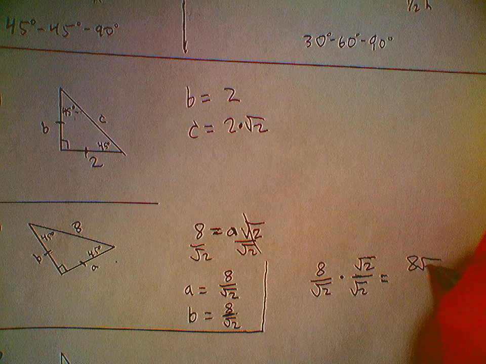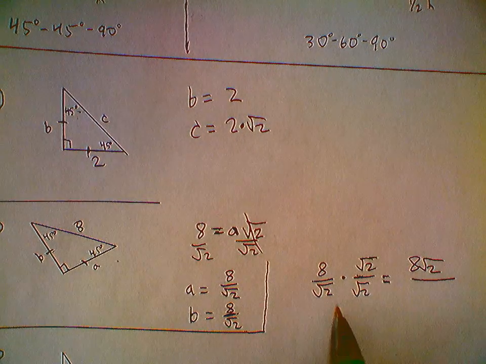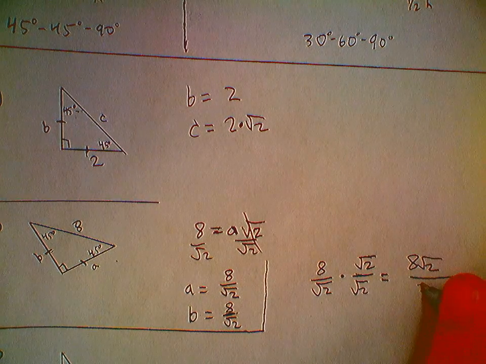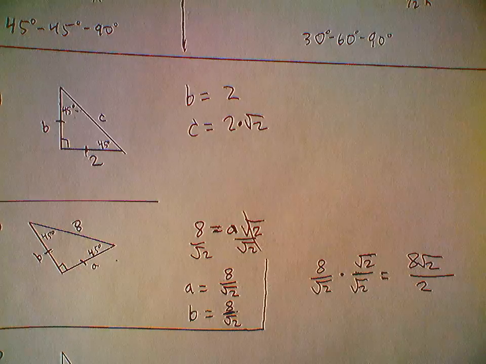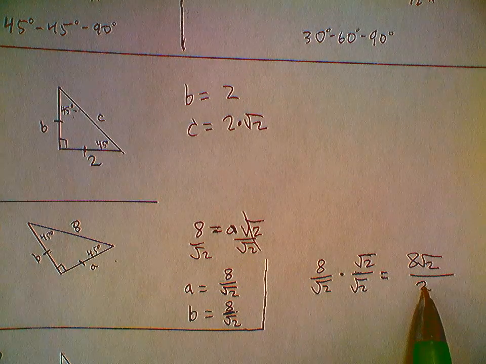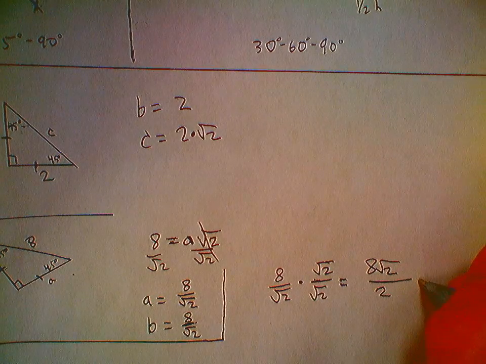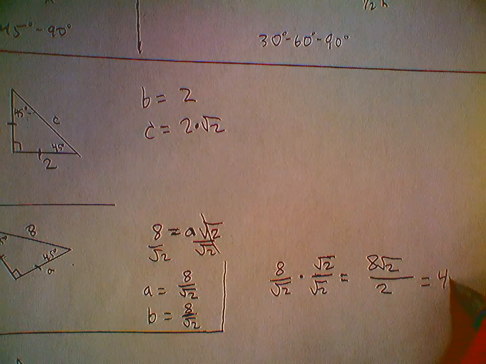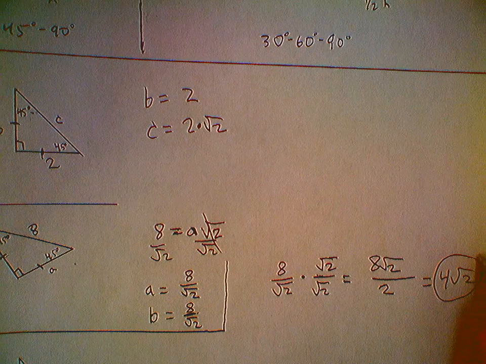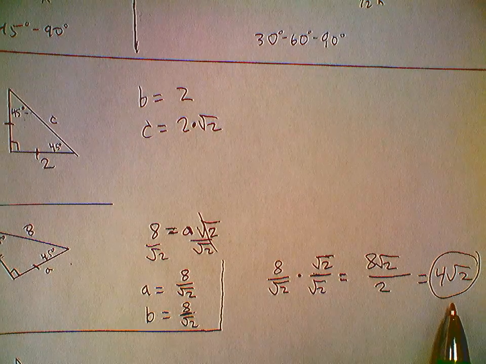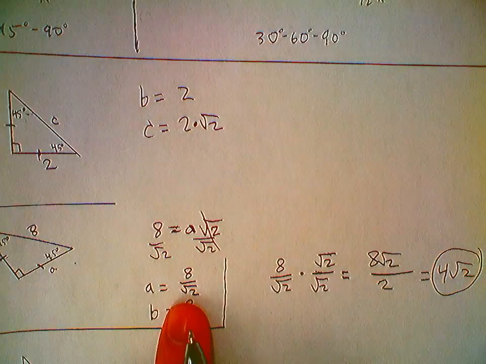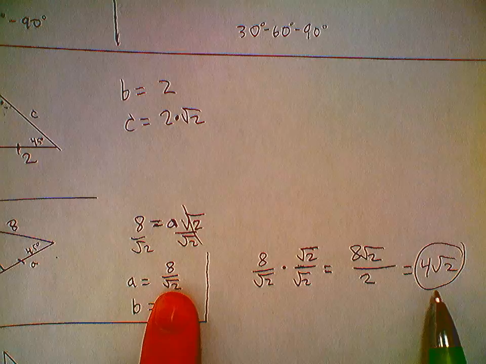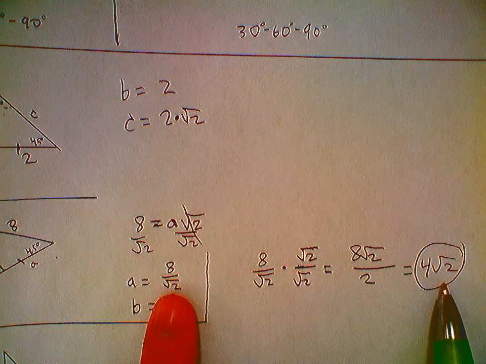But when I go to multiply this out, let's see what happens. We've got 8 times square root of 2 on top, and then on the bottom, when we multiply a radical by itself, remember that the radicals do cancel each other out. So we do end up with 8 square root of 2 over 2, which we could reduce further. 8 divided by 2 is 4, so I could say that that length is actually 4 square root of 2. So 8 over square root of 2 is what we've got for both of the legs of this triangle. That is the same thing as 4 square root of 2.